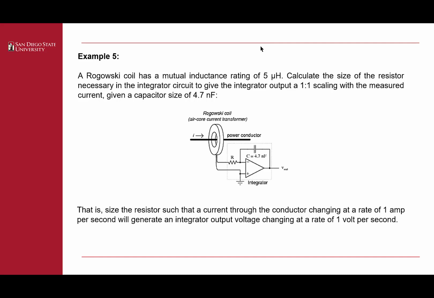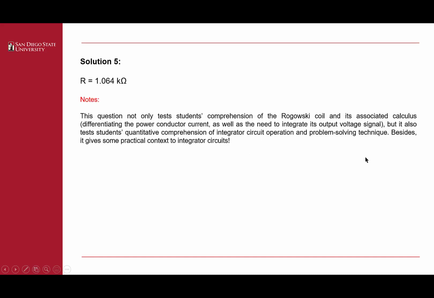So here we have the transformer and the integrator circuit just as in the previous example. That is, size the resistor such that a current through the conductor changing at a rate of 1 ampere per second will generate an integrator output voltage changing at a rate of 1 volt per second. Here you are free to stop the video or just rewind back to see the relations between input current and output voltage, and the answer here is R equals 1.064 kilo ohms.